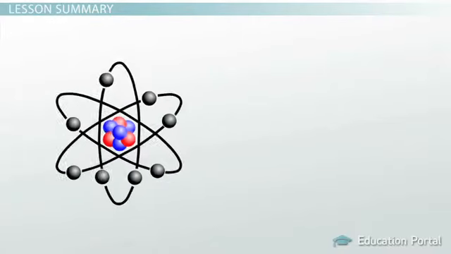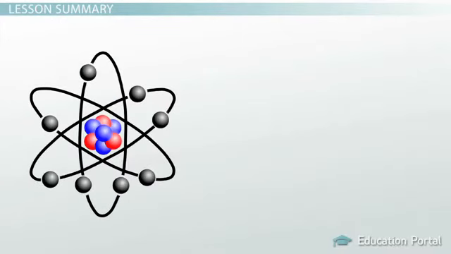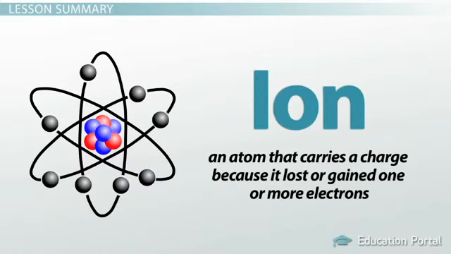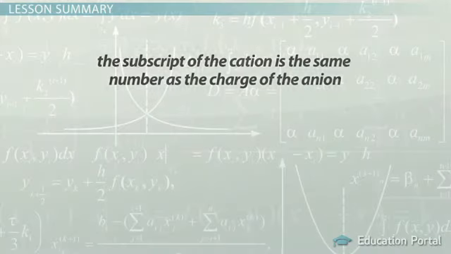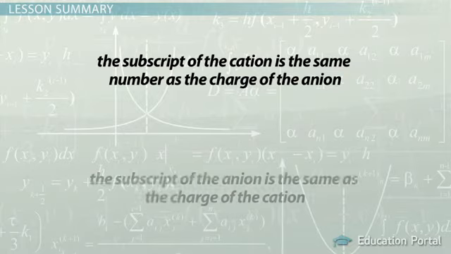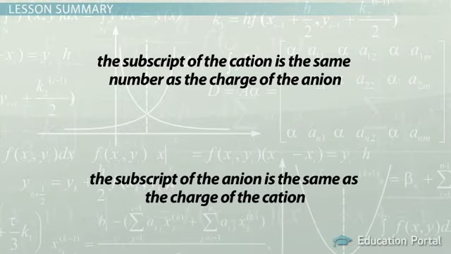Sometimes the atoms that make up a molecular formula are ions. Remember, an ion is an atom that carries a charge because it lost or gained 1 or more electrons. When writing the formula of an ionic compound, remember this general rule. The subscript of the cation is the same as the charge of the anion, and the subscript of the anion is the same as the charge of the cation.